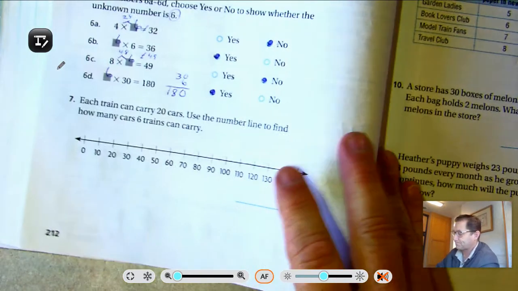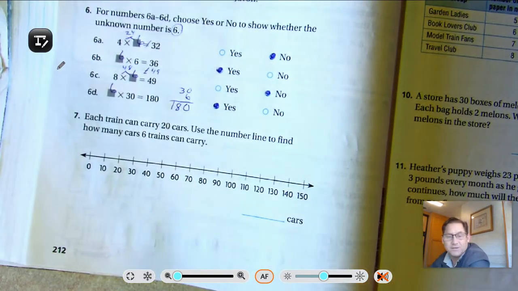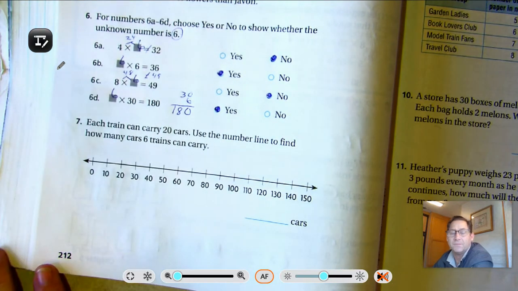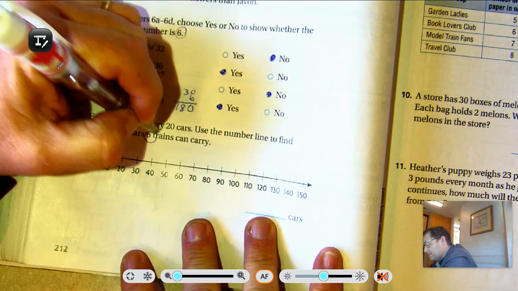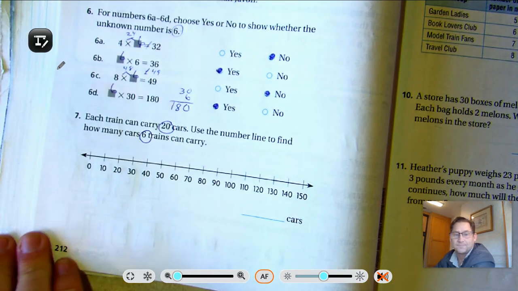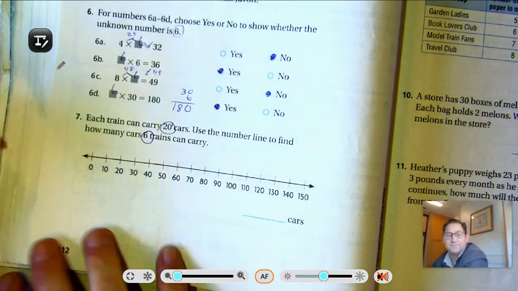Number 7. Each train can carry 20 cars. Use the number line to find how many cars 6 trains can carry. 6 trains of 20. So we're going to have 6 jumps of 20.